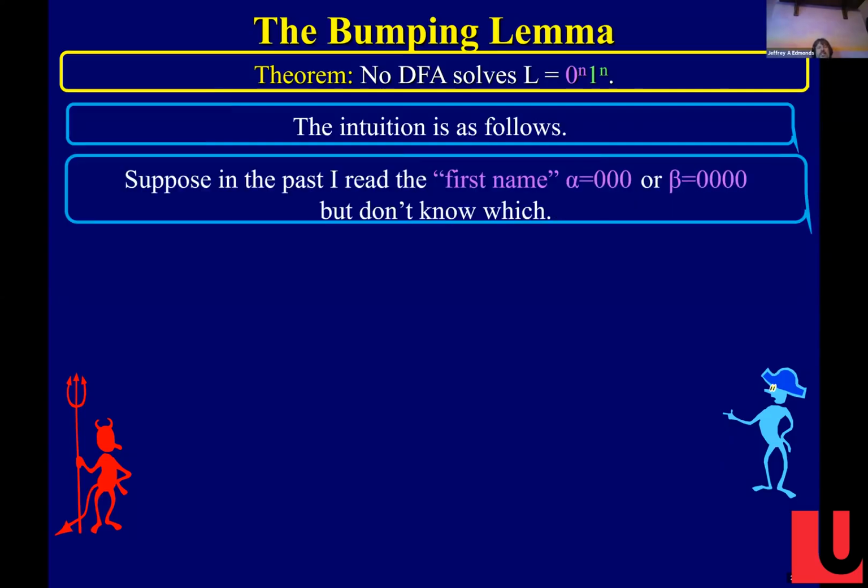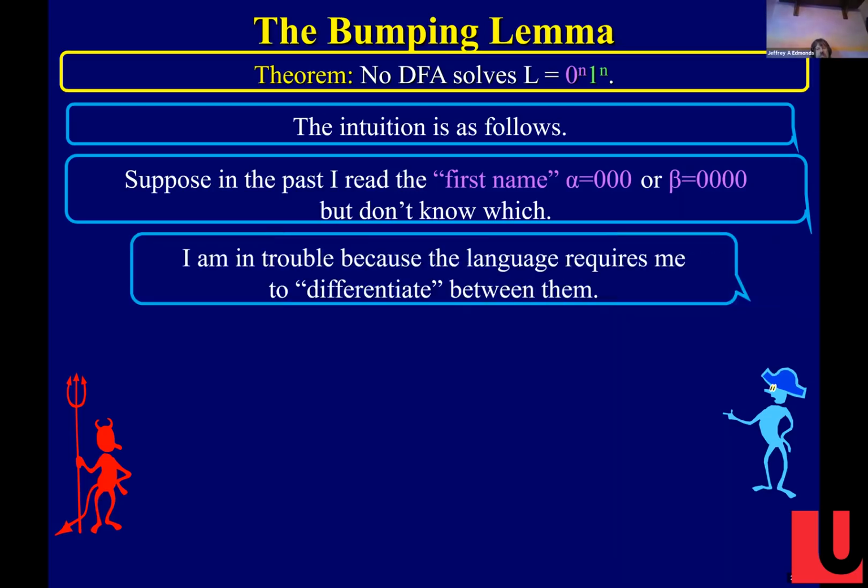So here, let's do it. Suppose, this is what I said, I read the first name as being 3 zeros. Or I read the first name being 4 zeros, right? Do I need to distinguish between whether there were 3 zeros or 4 zeros? Suppose I went to the same state. After reading 3 zeros, I go to some state, and after 4 zeros, I go to the same state. Suppose I don't tell you whether there are 3 zeros or 4 zeros, right? But the problem is that the language requires me to differentiate between these.